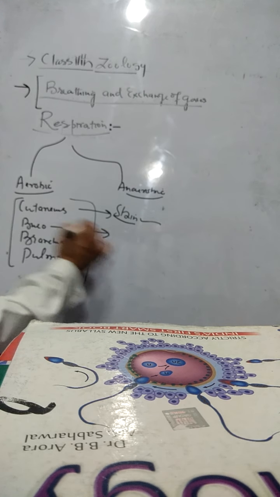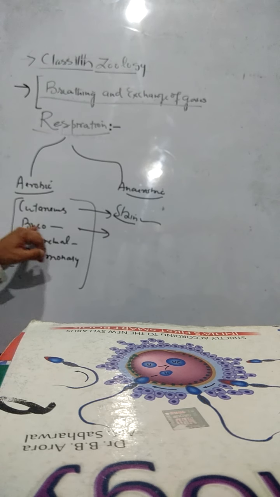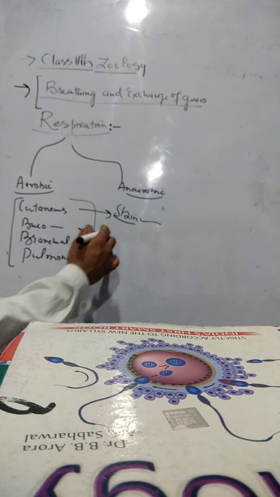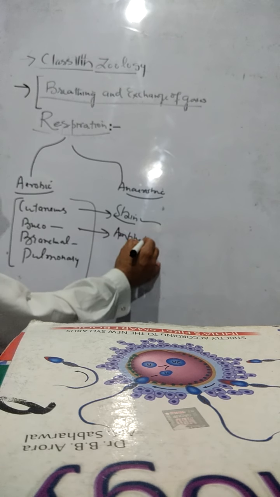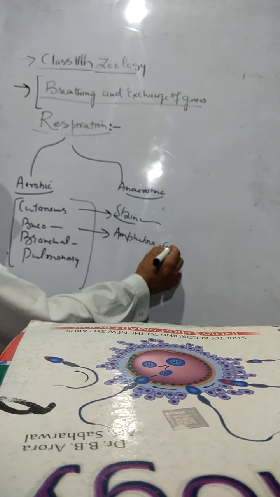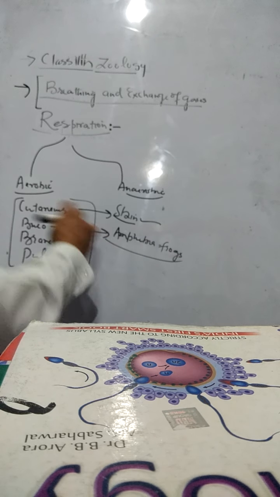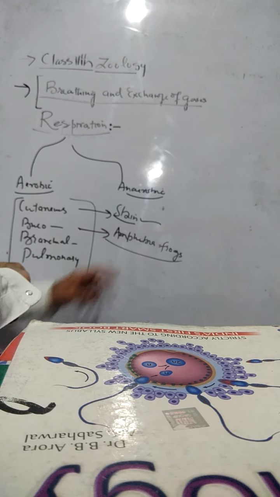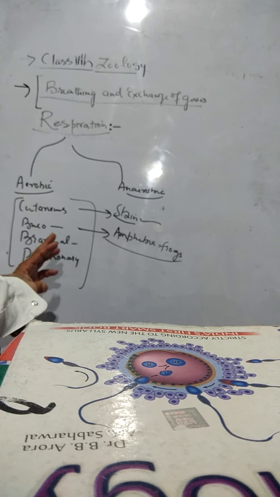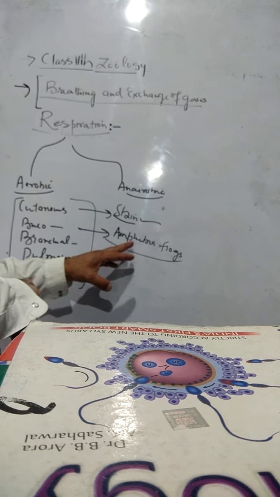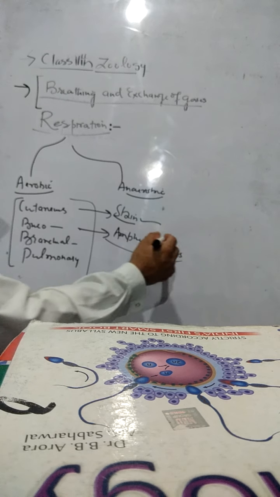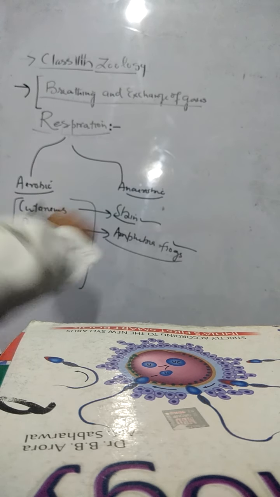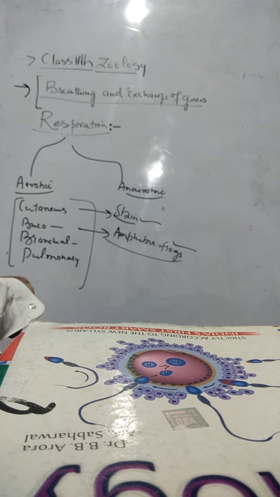The next type of respiration is called buccopharyngeal respiration. In this type of respiration, again found in amphibia, for example frogs and toads, the lower part of the tongue or the buccal cavity acts as a respiratory surface where the direct dissolution of oxygen takes place and the oxygen is drawn into the blood. This type of respiration is called buccopharyngeal respiration.